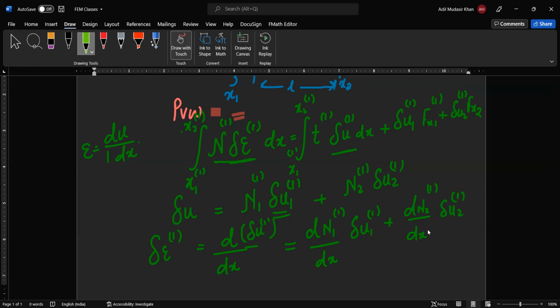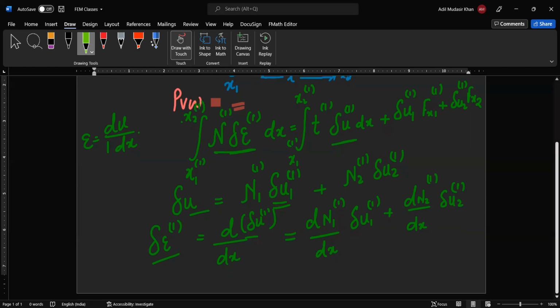Now let's substitute these values of virtual strain and virtual displacement back into the principle of virtual work statement. Fine. So what will it give us?